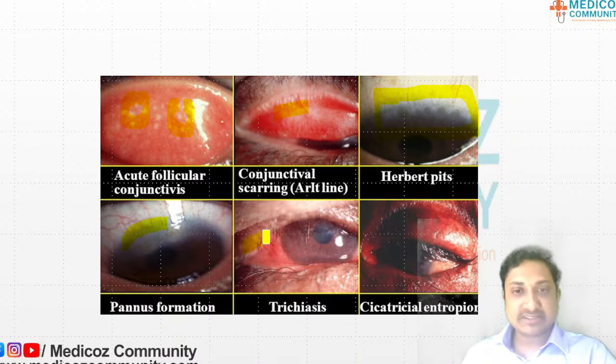This is trichiasis, as we saw. And this is the sequelae of trachoma again. This is cicatricial entropion, that is, the lid is involved.